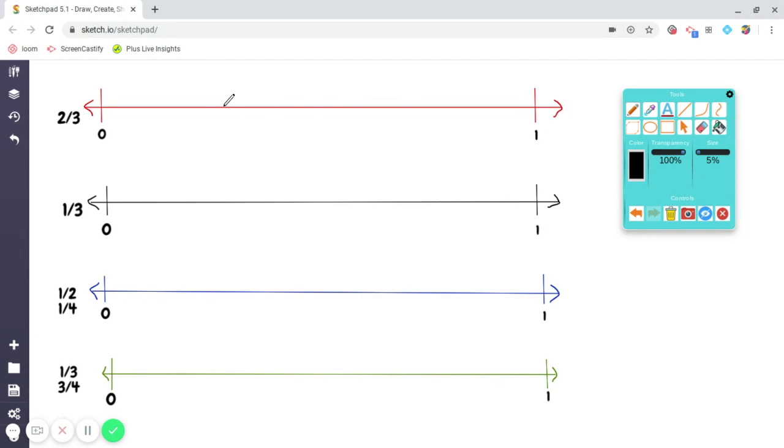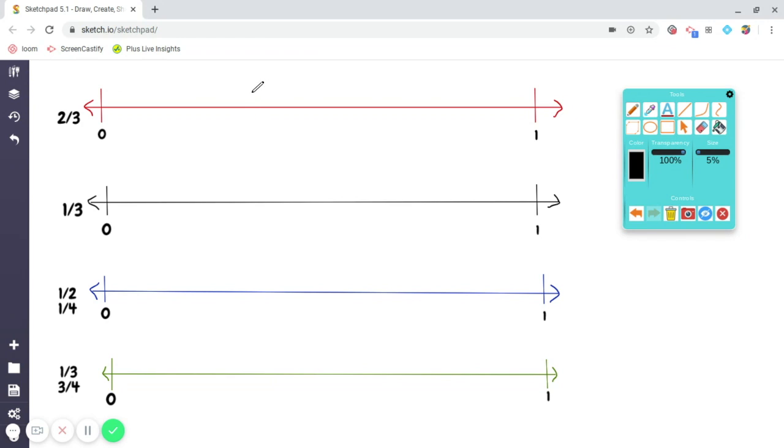So if we look at this first example, I have a fraction over here, 2/3. Okay, so where does the point for 2/3 go on this number line? So it's less than 1, so it would go somewhere in between 0 and 1. And if I look at my denominator, that tells me how many equal parts make up the whole. So that's how many sections or parts I will need to make in between 0 and 1.